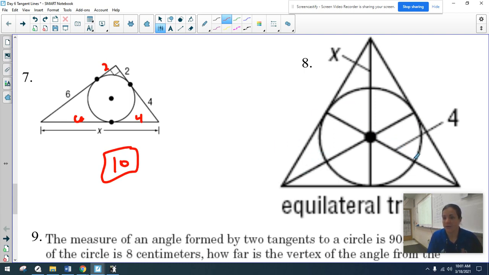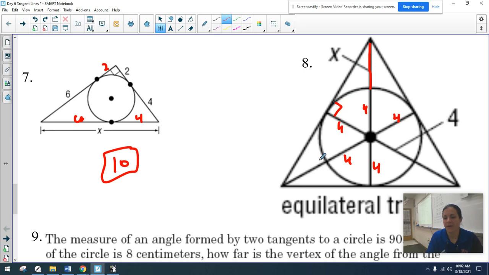All right, this is 4 for a radius. So all of these radii in here are 4. Okay? Then I have this part. They're saying just this part is x. So if I've got a tangent line and a radius, there's my 90-degree angle. Okay? And then we need to figure out what this part is.